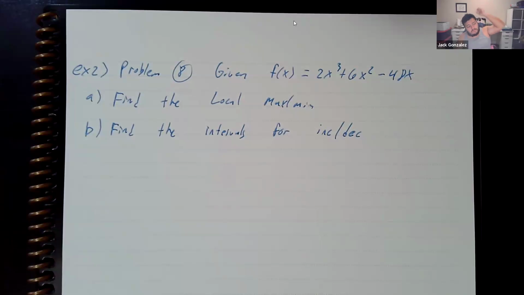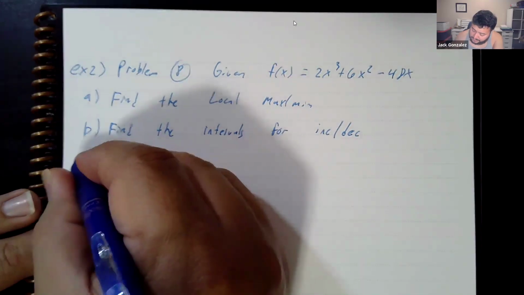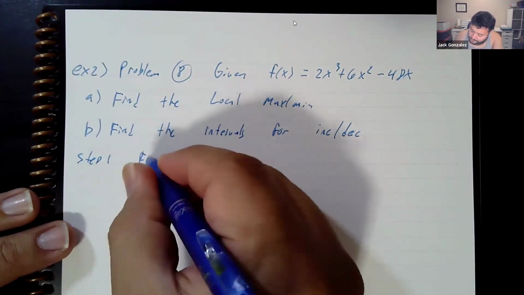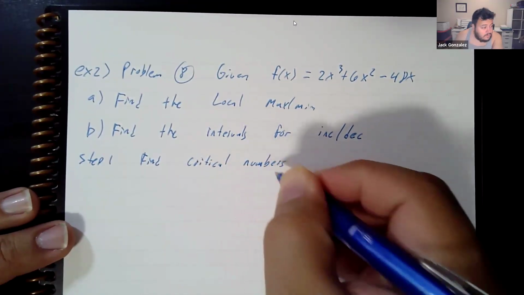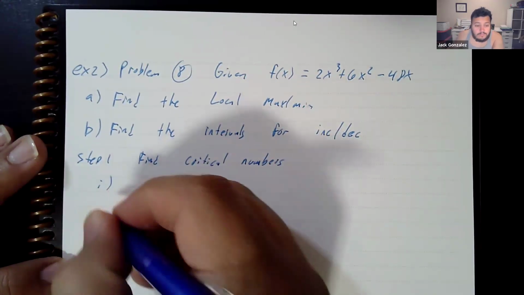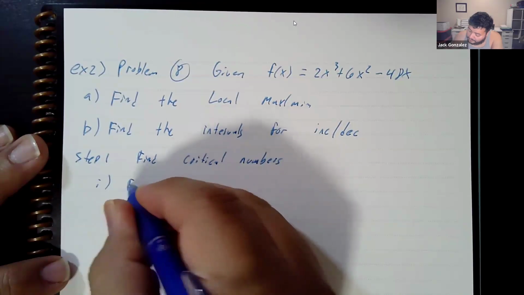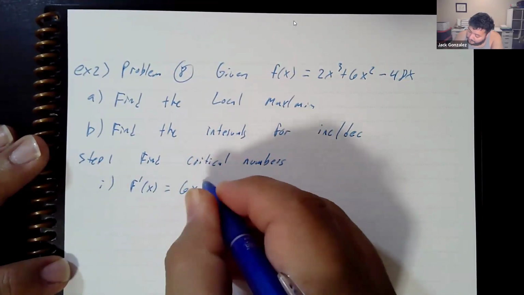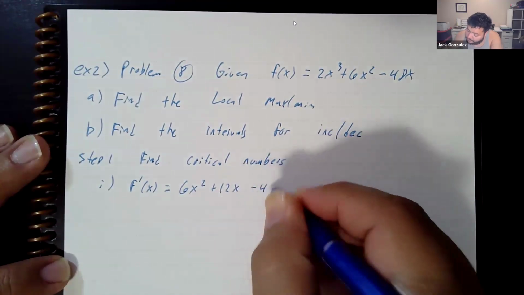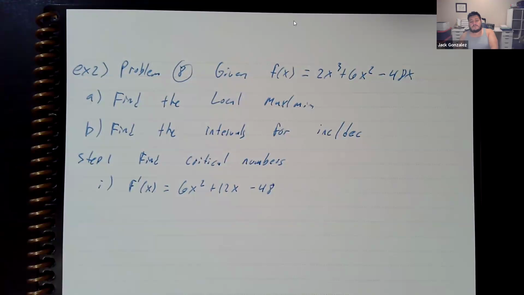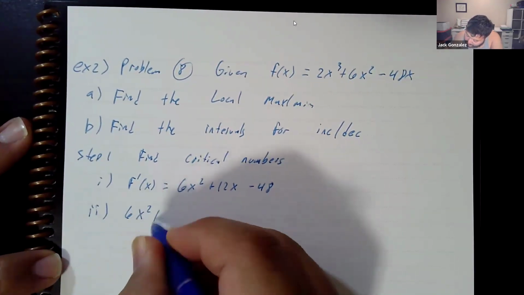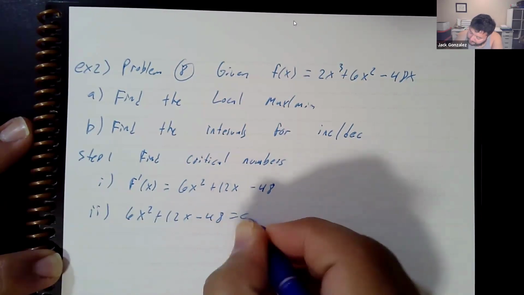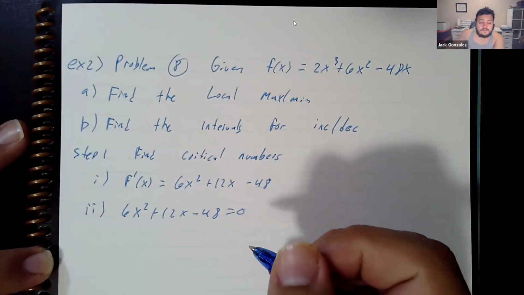All right, so step one, find the critical numbers. I'm going to try to streamline this a little bit. Find critical numbers, which means take a derivative, right? So for the derivative, I'm going to go ahead and do it for you. This will be 6x squared plus 12x minus 48. Step two is set it to 0. So 6x squared plus 12x minus 48 equal to 0. Factor this and solve.